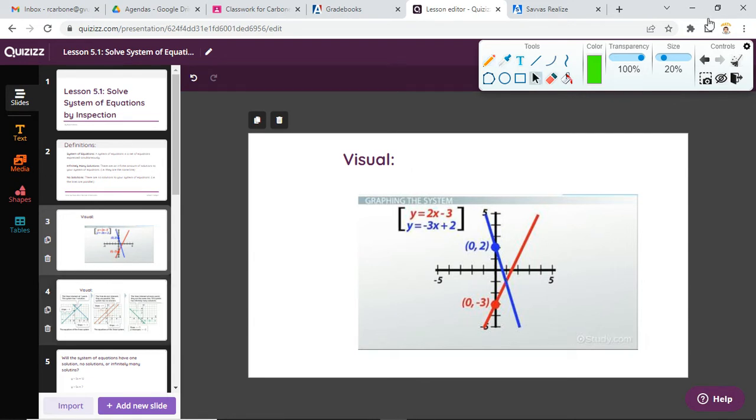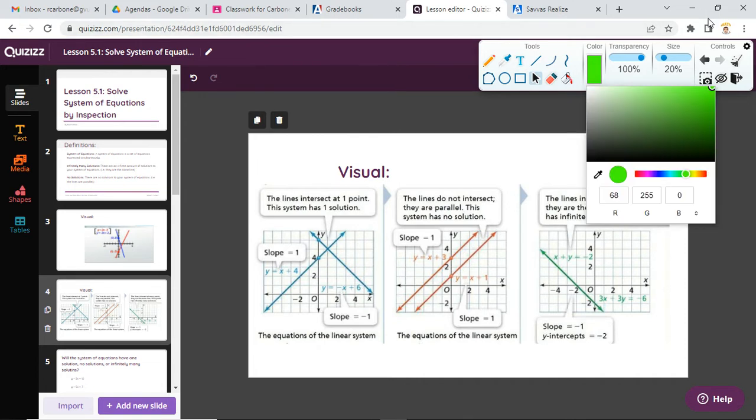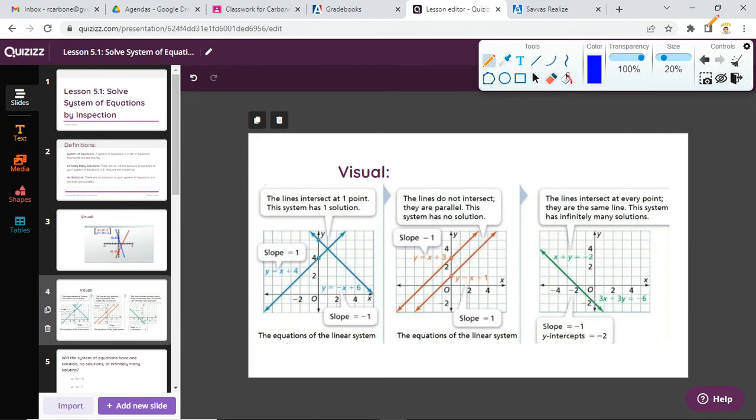All right, let's go down to some visuals now. Here are some visuals for us. These slides I do want you to write down here, okay? So the first slide I have for you guys is a system of equations that has one solution. What it means for them to have one solution is it simply means our lines are intersecting right here. Our two lines intersect. So I have one solution.